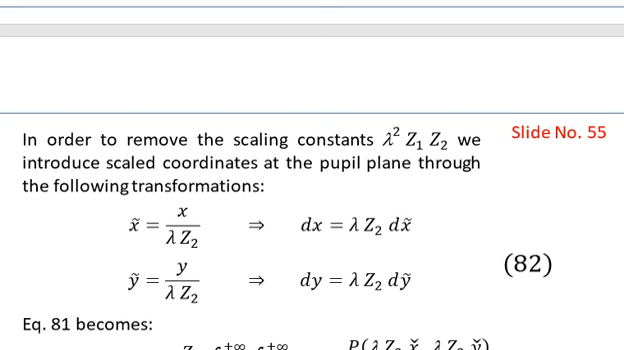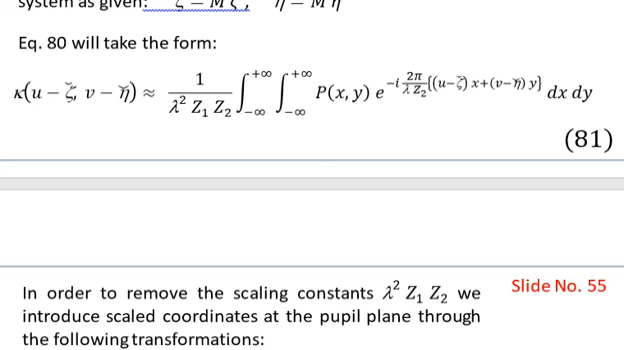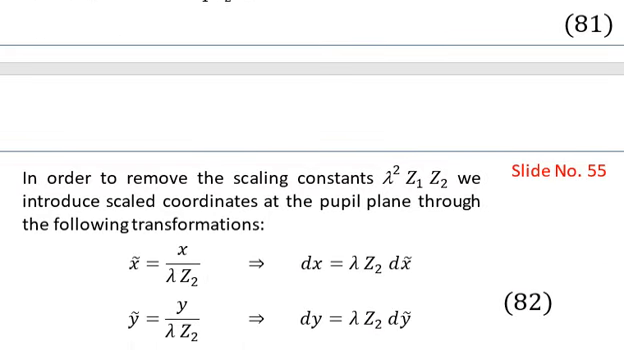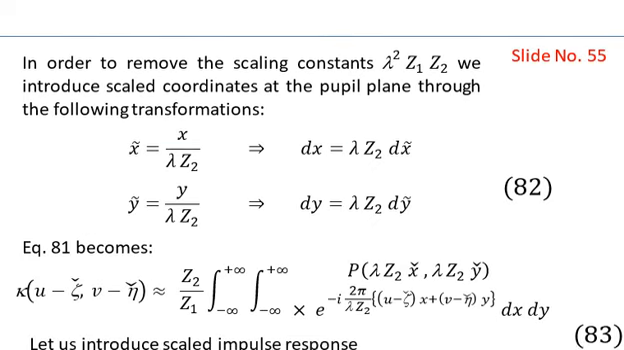Okay, in order to remove the scaling constants lambda square z1 and z2, you see that these scaling factors are also present, and if you want to get rid of them as in equation number 81, we introduce the scaled coordinates at the pupil plane through the following transformations. So here x prime is equal to x over lambda z2, and so ultimately dx is equal to lambda z2 into dx prime, and y prime is equal to y over lambda z2 will give you dy is equal to lambda z2 into dy prime as in equation number 82.